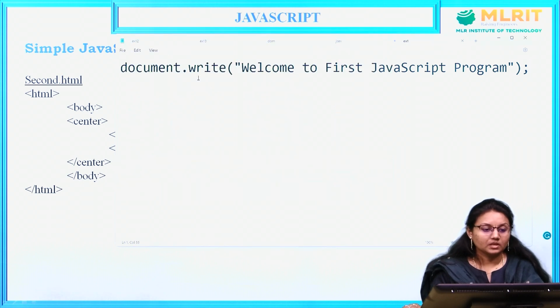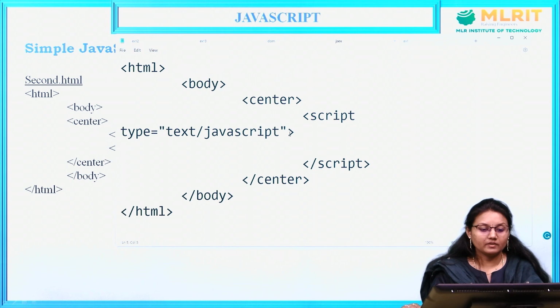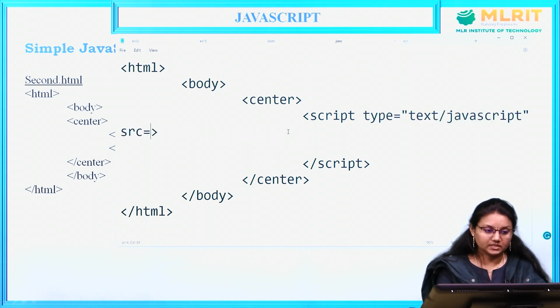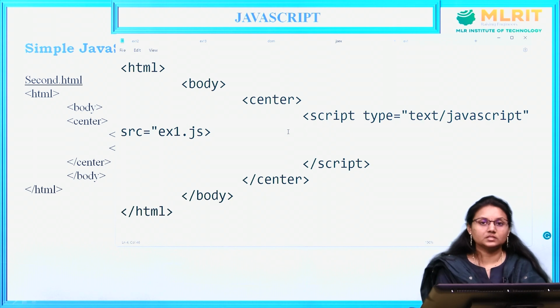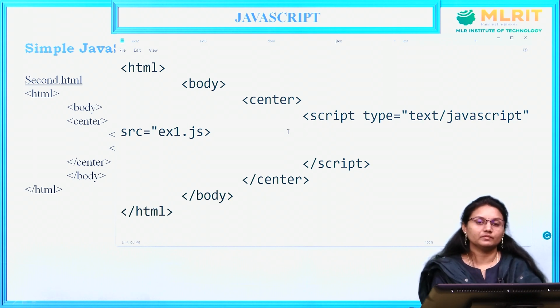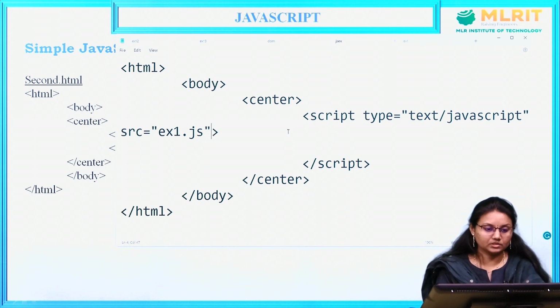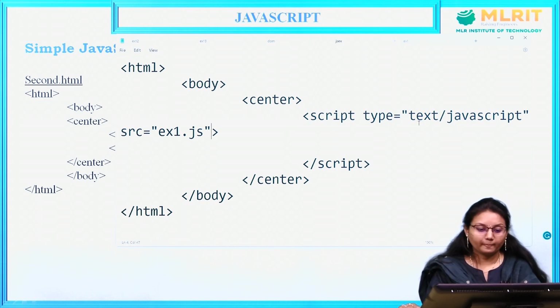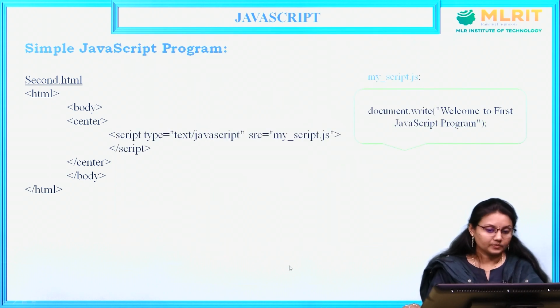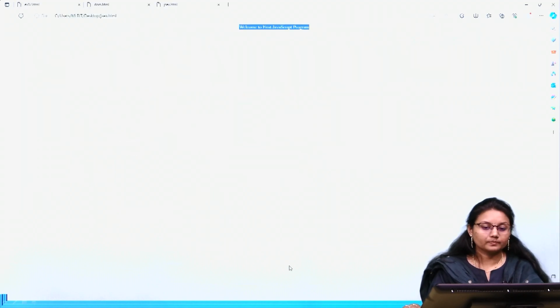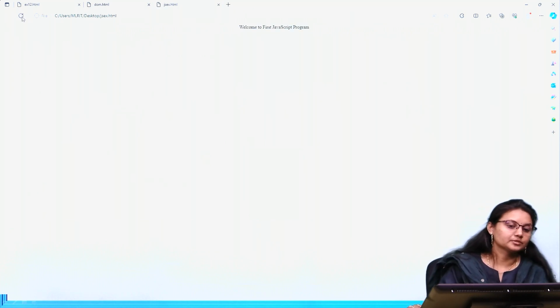Then that ex1.js I have to give it here. In script, here I have to pass src. What is my src? ex1.js. .js is the extension that you have to give for every JavaScript program. So .js you have to give. Okay, so run this. Now I am going to run it again. Just refresh. So you are getting that.